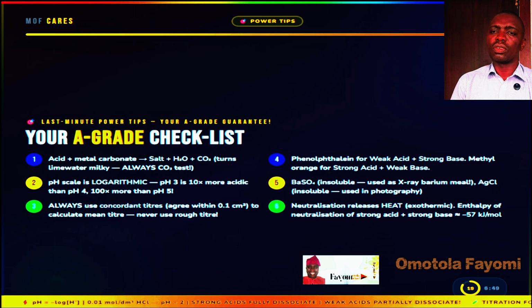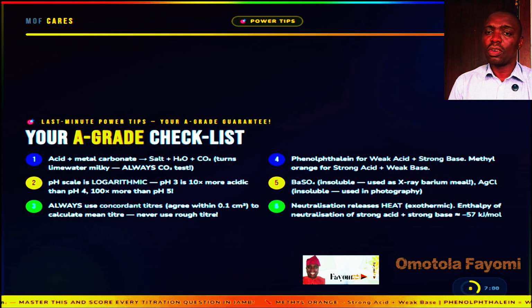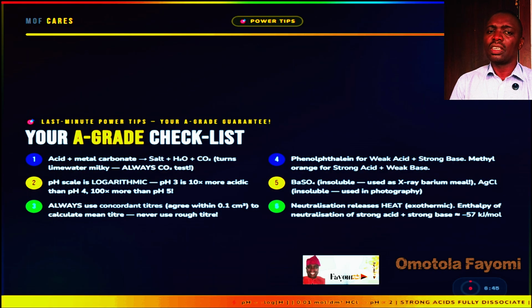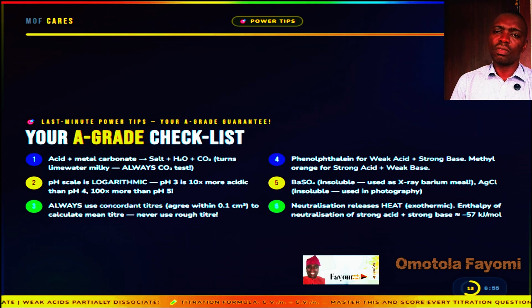1. Acid plus any carbonate always gives CO2 gas, which turns lime water milky. This is your confirmation test for CO2. 2. Remember the pH scale is logarithmic. Each whole number step means a 10 times change in hydrogen ion concentration. This magnifies the meaning of small pH differences. 3. Concordant titres must agree within 0.1 cm3. The rough titre is never included in the average. JAMB tests this in practical analysis questions.